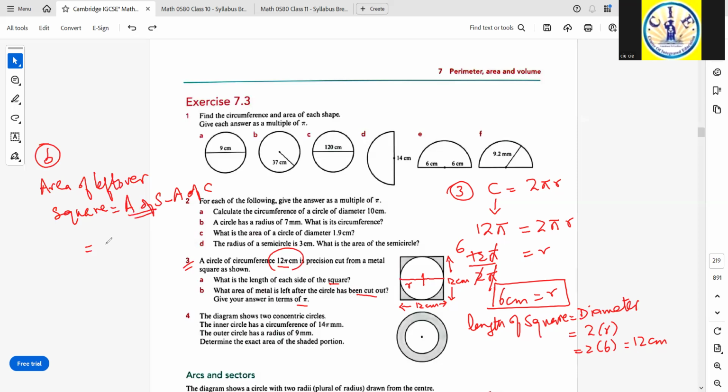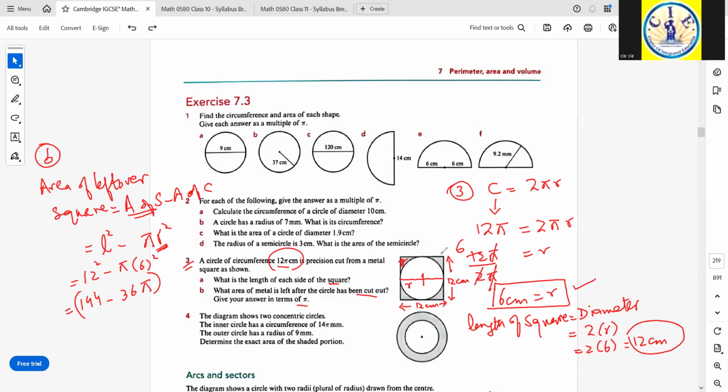The area of the square is given by the formula length squared, minus the area of the circle, which is given by the formula pi r squared. So the side of the square is equal to 12. So 12 squared minus pi times the radius of the circle, which is 6, so 6 squared. This will give us 144 minus 36 pi. This is going to be the answer for the area of the leftover portion from that metal square.